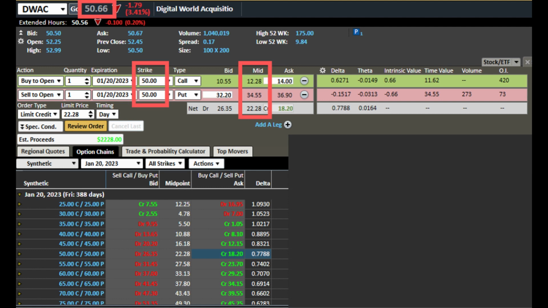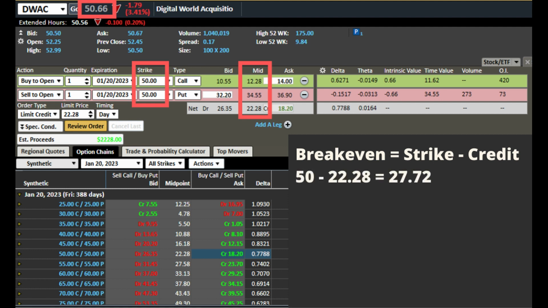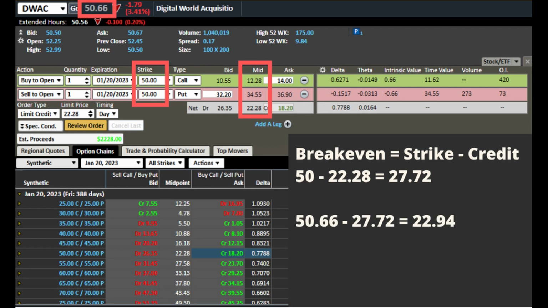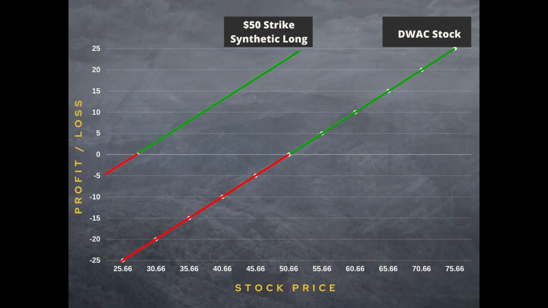When you get a credit, your break-even is the strike price minus the credit. We got a credit of $22.28, so our break-even is $22.28 lower than the 50 strike, which is $27.72. That's $22.94 lower than the 50.66 stock price, which is 45%. This means if you hold the options until expiration, you don't lose unless the stock falls more than 45%. The $22.94 helps you on the way up too. No matter where the stock goes, this trade will get you an extra $22.94 per share versus the stock if you hold it until the expiration date.